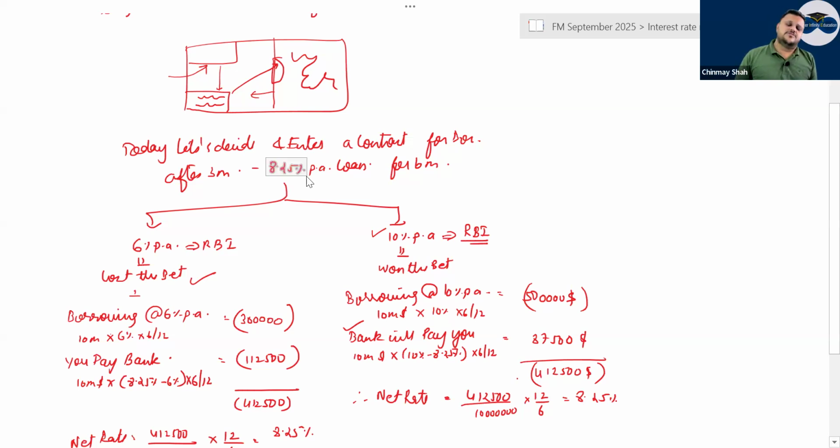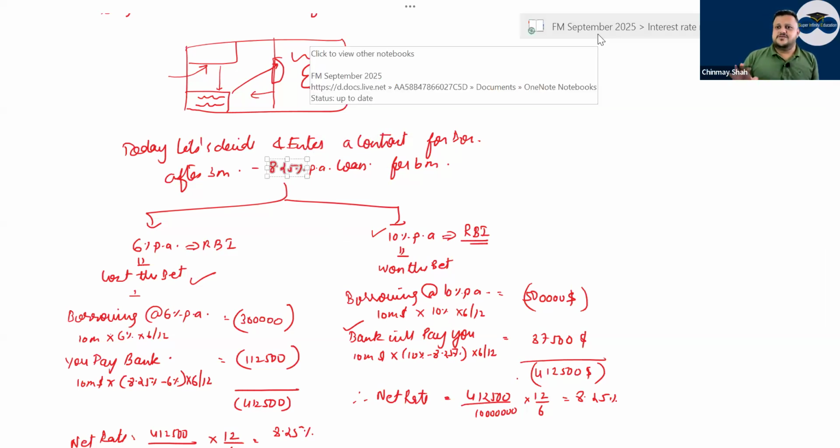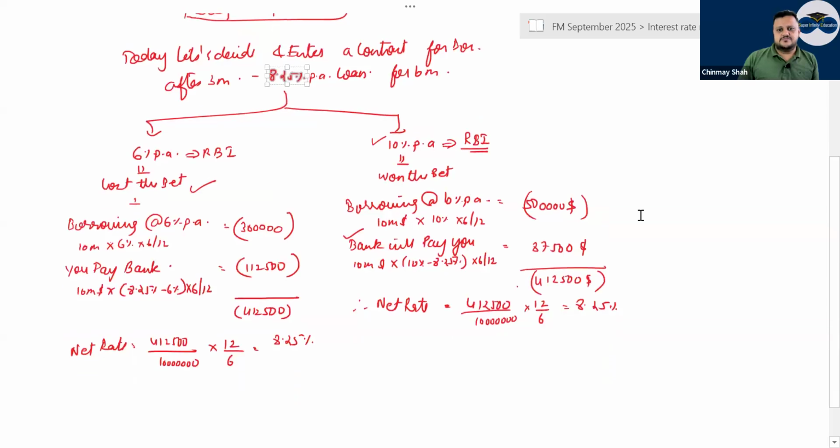The borrower is worried about the interest rate going up. So from 8.25, if it goes to 10, whatever he worried about has come true, and he will still pay 8.25% only, net. Correct or not? Have a look. If it goes to 6%, he would say, I would not have taken the FRA, better I would have borrowed from the market. The bank will say no. 6% by borrowing, plus you have to pay the difference of 2.25%. Correct or not? 10 million into 2.25% into 6 by 12.